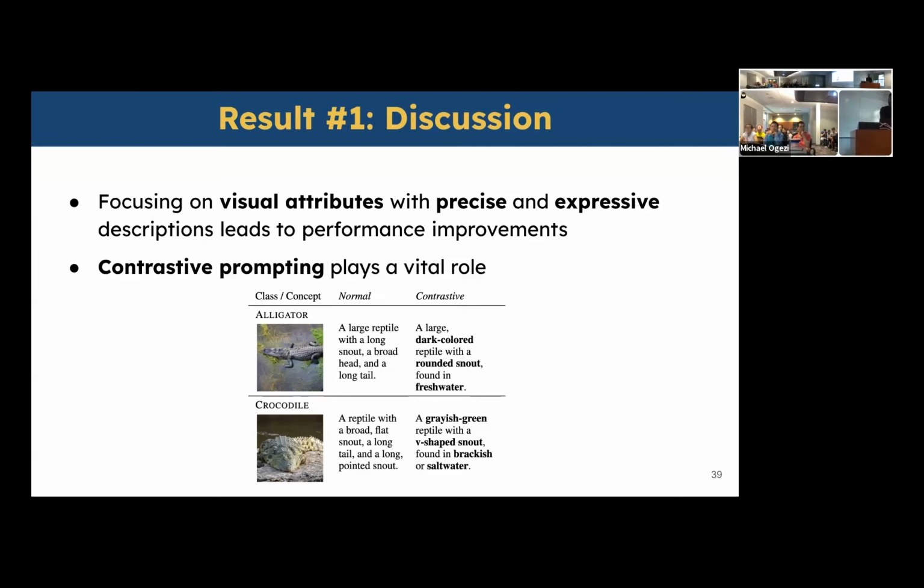And we can see this example of alligator and crocodile again. And we see that with the normal prompting, it gives us similar things for both of them, right? And it's kind of difficult when we have these things to produce representations that are sufficiently distinct for each of the concepts. But when we have our contrastive descriptions, which focus on differences between these things, we're able to understand these things distinctly in a better way.